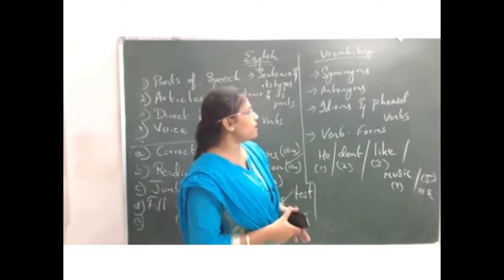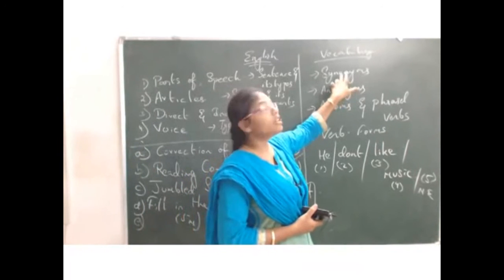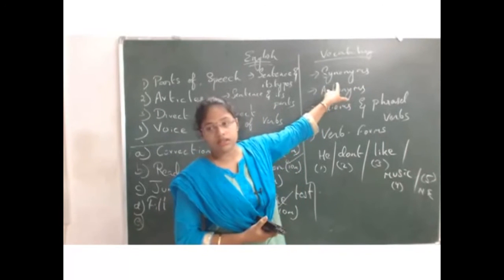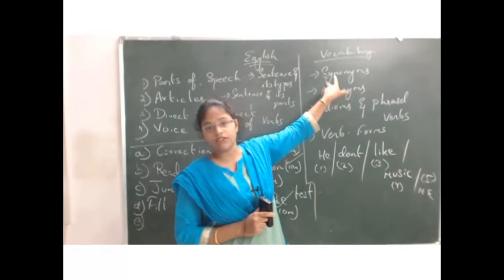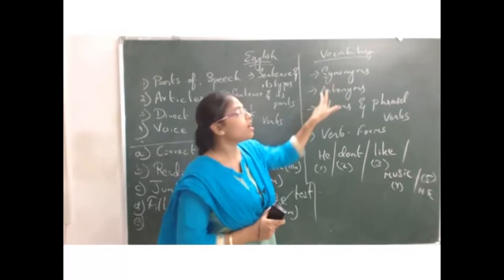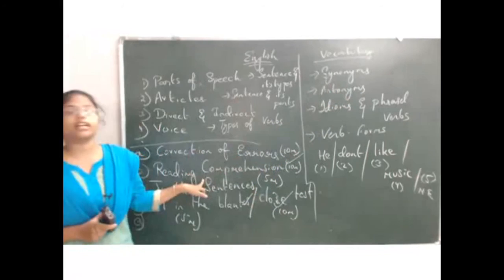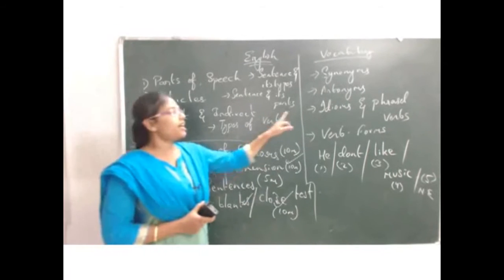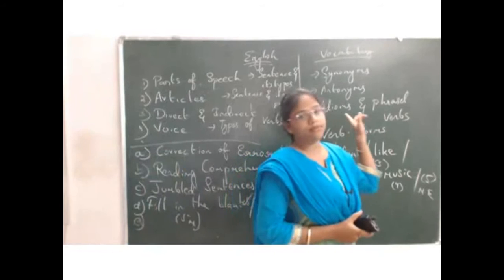When it comes to vocabulary, synonyms and antonyms come for 10 marks in your examination. Minimum 6 marks will be given based on these 2 topics. And these 2 topics, you can see them in the reading comprehension part.